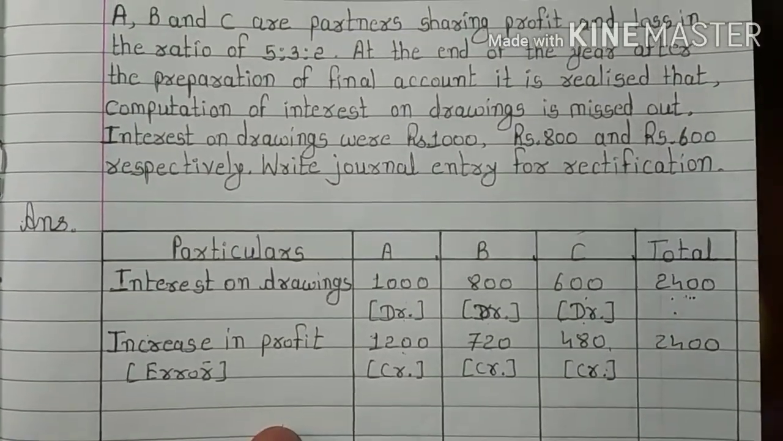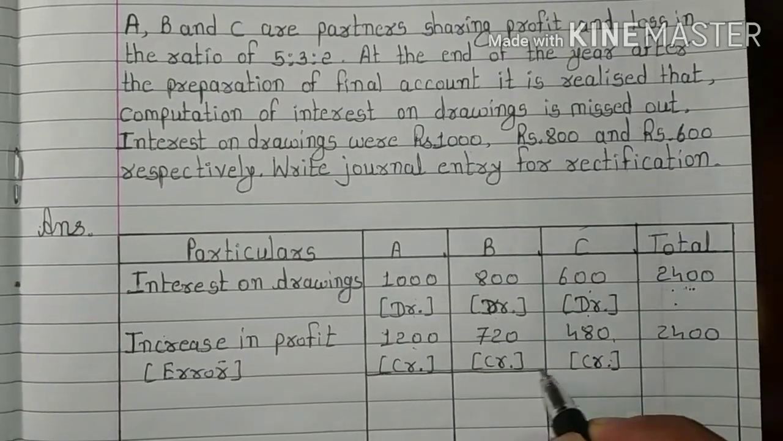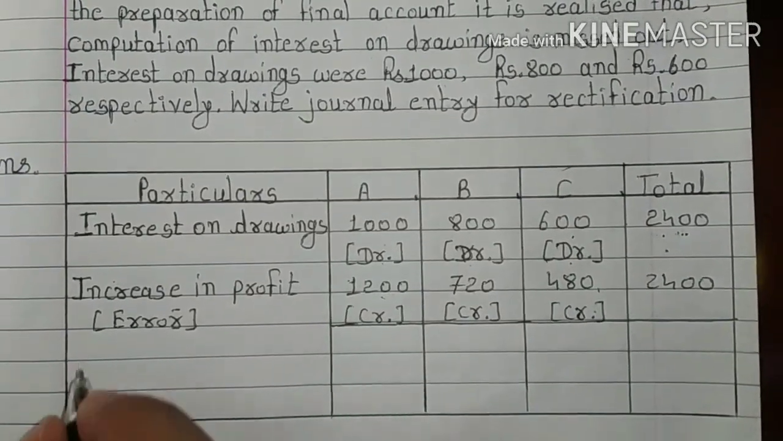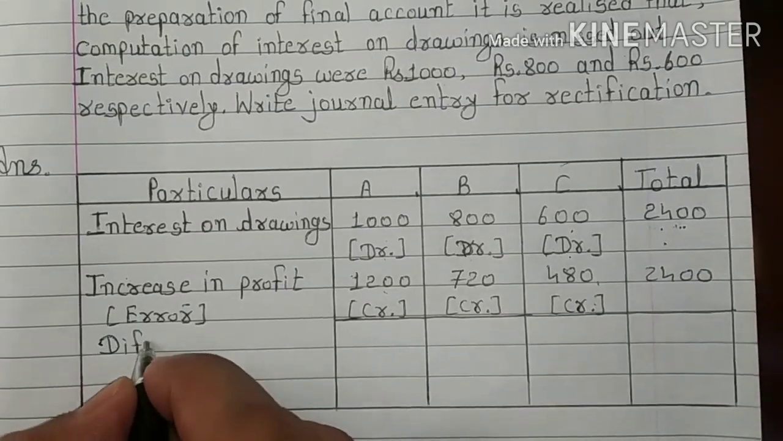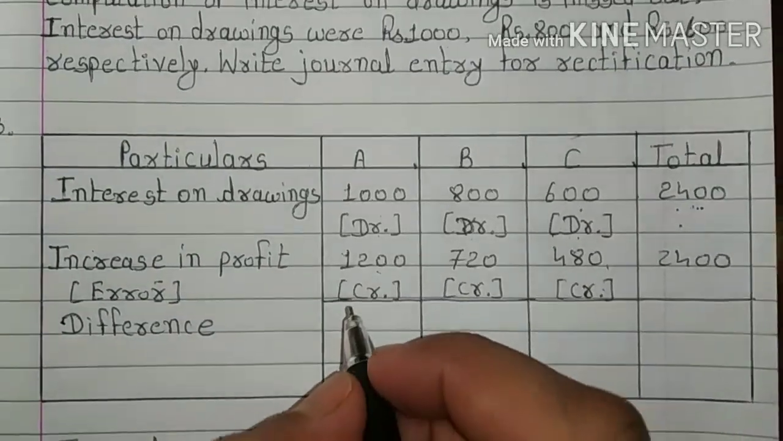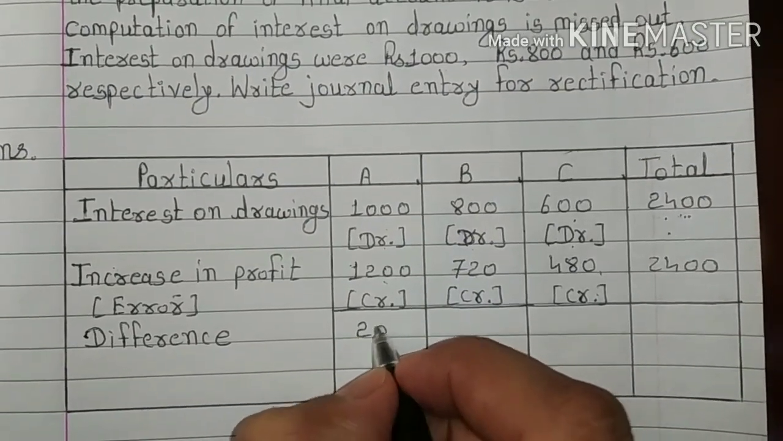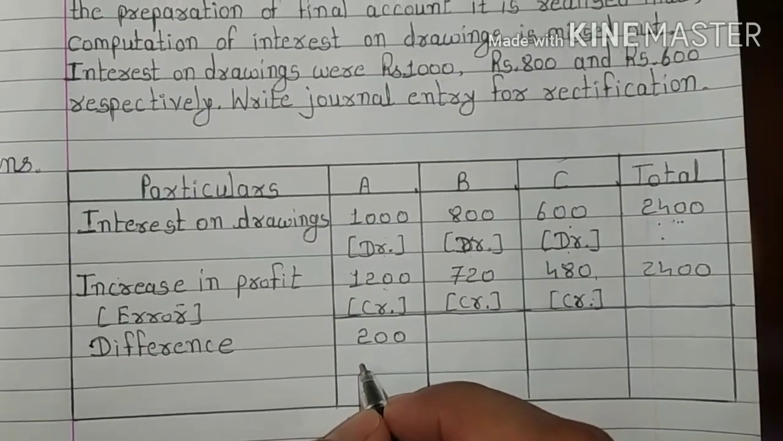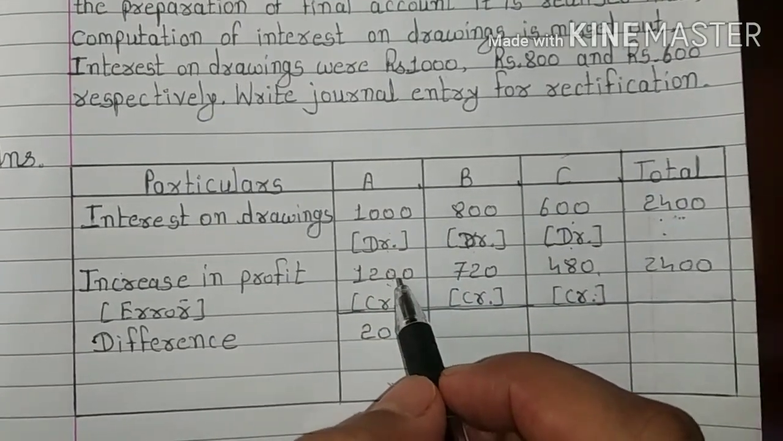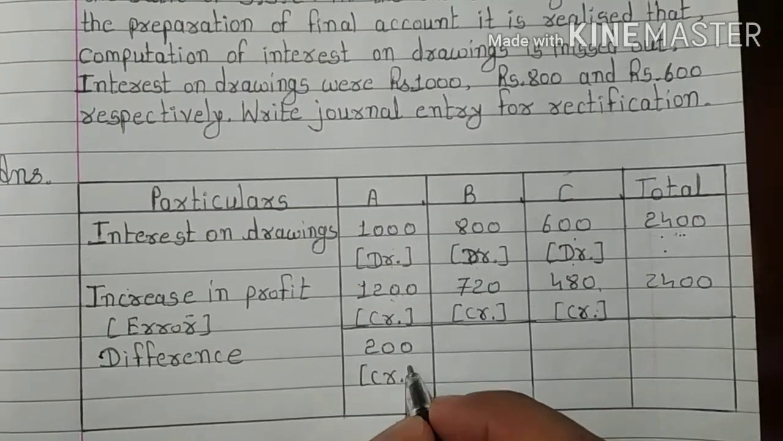And now the time to find out difference. Okay, here the difference is 200. But what to write here? Debit or credit? So which amount is greater out of these two? 1200. 1200 is greater and the sign of 1200 is credit. So we will write credit here.